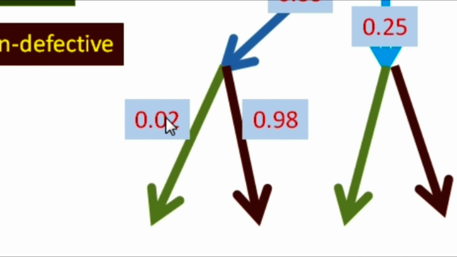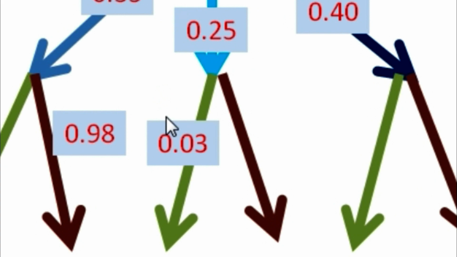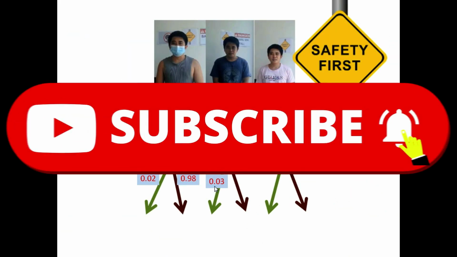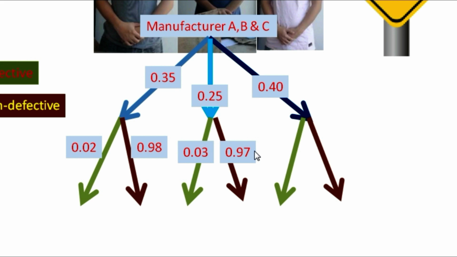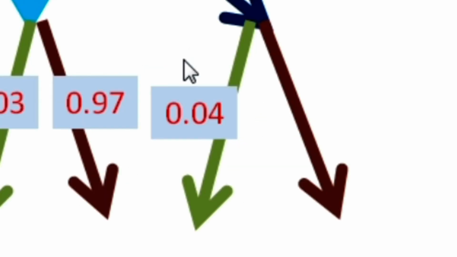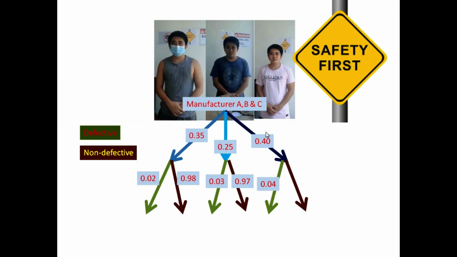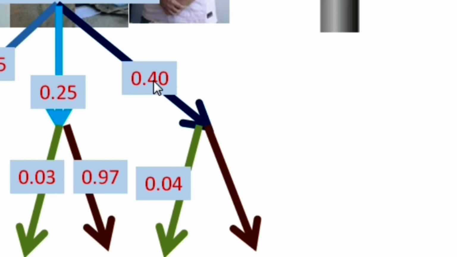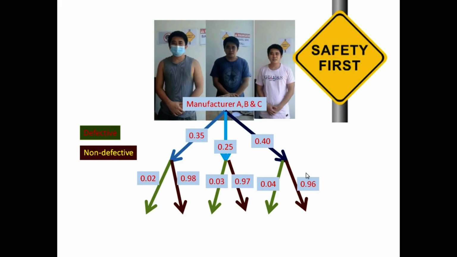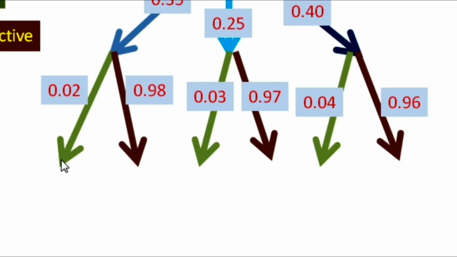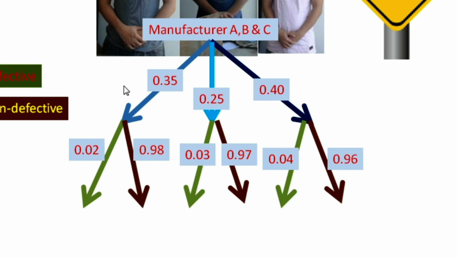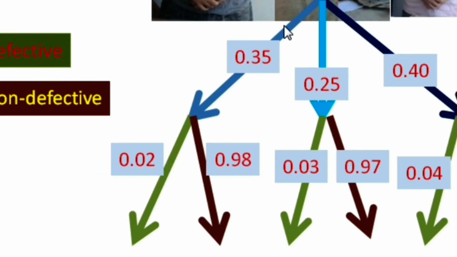So anyway, we have here defective products is 2%, 98% for the non-defective, 3% defective from B, which are subscribe buttons. 97% of them are actual face masks. 4% of the items produced by manufacturer C is defective. So there is 4% probability that the items produced by manufacturer C are just a bunch of rocks, and 96% are actual face masks. When we reach the end, what we do now is we multiply each value in each path. What do I mean by that?